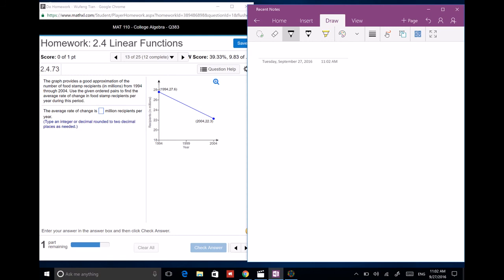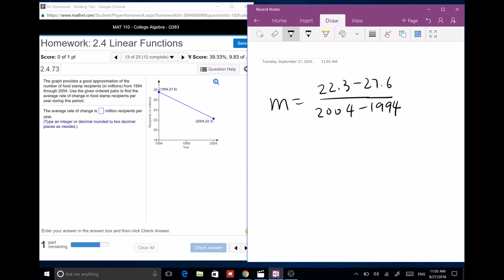Number 13 out of 1325. Then the average change of that, it gives a million, so you don't have to worry about that. Then you use the slope formula. M equals... You can use y2, this one, and this x1. So 22.3 minus 27.6 divided by 2004 minus 1994.